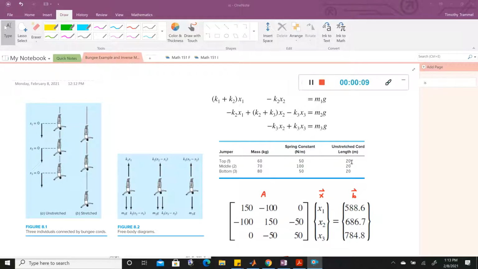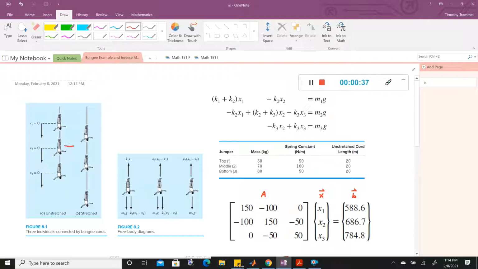We have an example from the textbook here. We have 3 bungee cords and 3 bungee jumpers. And as you could kind of imagine, bungee jumper 3, their weight is going to have an impact on the stretch of these 3 bungee cords.